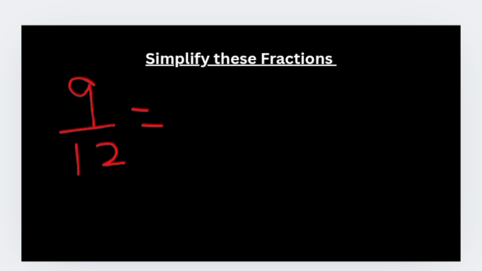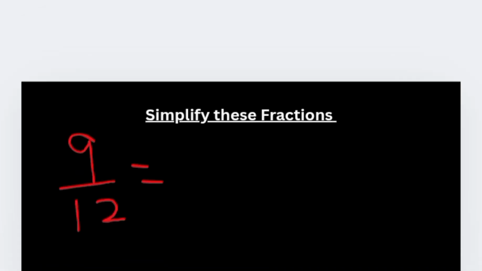Here we have 9 over 12. When you want to simplify a fraction, you're going to look for the least possible number that can divide the numerator as well as the denominator. Now we have 9 over 12. Looking at 9, the least number which can divide 9 is 3, and for 12 is also 3. So we're going to work with 3.